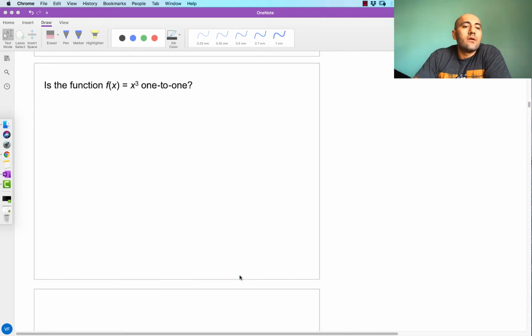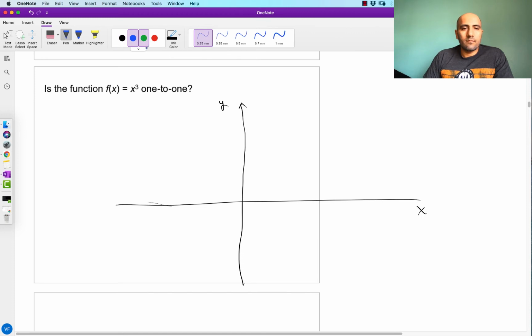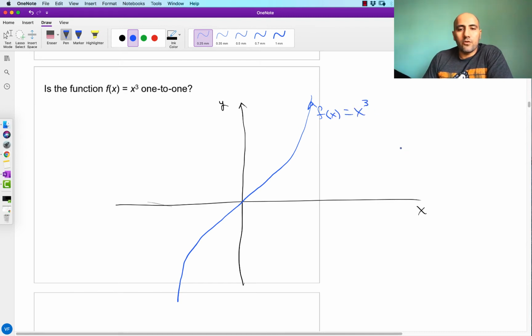Okay, so for example, is the graph of x cubed 1-to-1? Well, we can do the graph, right? If you remember the graph of x to the third power, just a simple sketching of it, it's going to look something like this. So this is f of x equals x cubed.